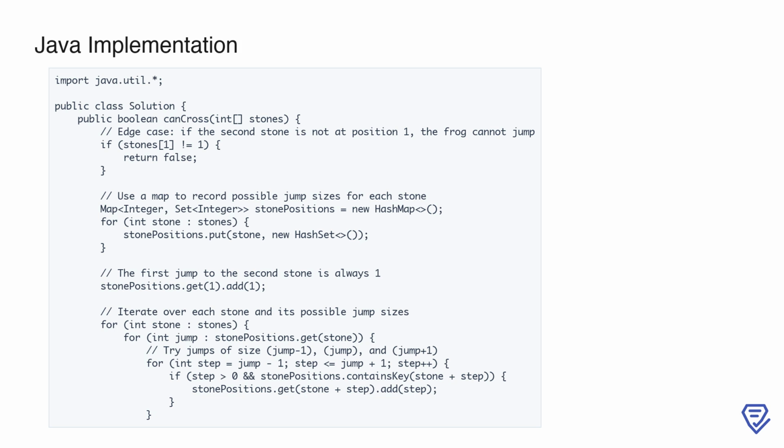Next, we handle the first jump explicitly. Since the frog starts at position 0, its first jump to position 1 must be of size 1. So, we add 1 to the set of possible jumps for the stone at position 1. After the setup, we iterate over each stone and explore the jump sizes stored in the map for that stone. For each possible jump size, we attempt 3 new jumps, 1 smaller, 1 equal, and 1 larger than the current jump size. These are represented by jump - 1, jump, and jump + 1. If the resulting jump size is positive and leads to another stone, we add it to the set of possible jump sizes for that target stone in the map.